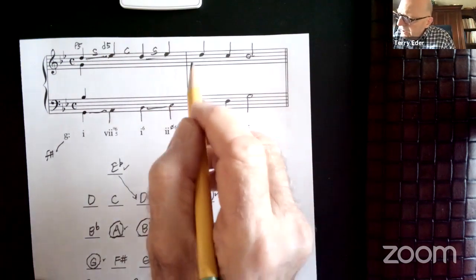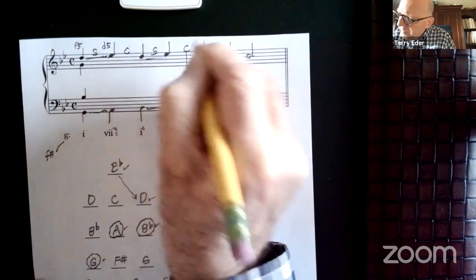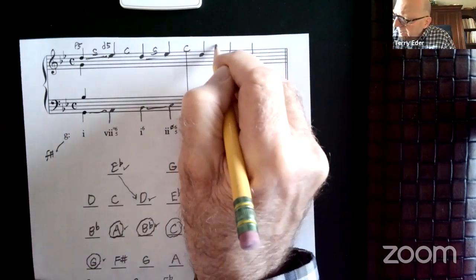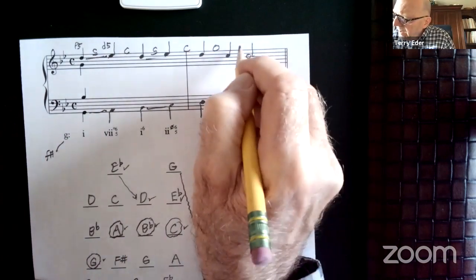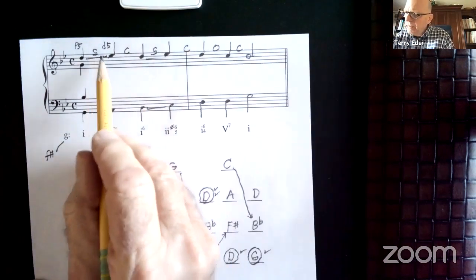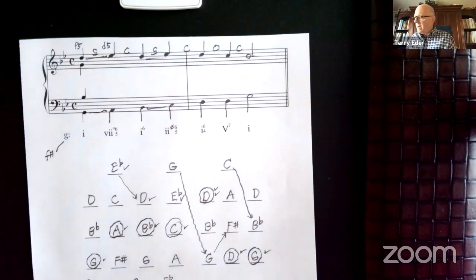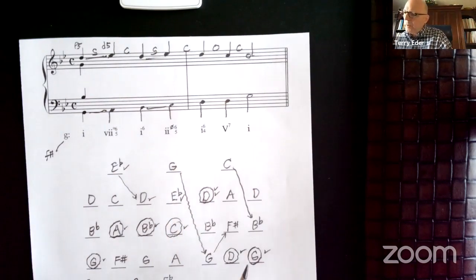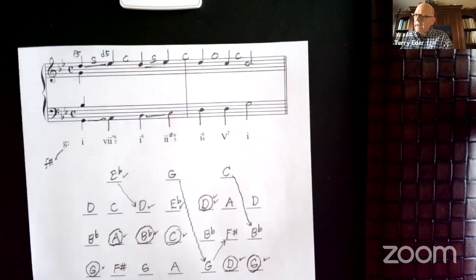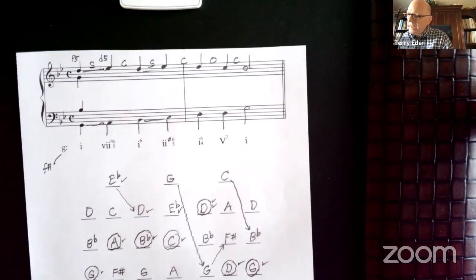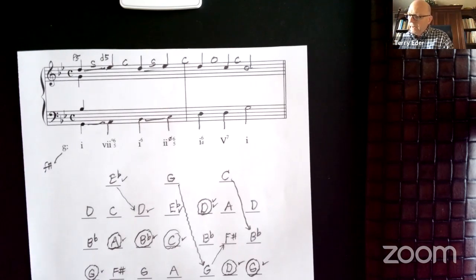Then we've got contrary motion, that's perfect. We've got oblique motion, great. And then we've got contrary motion to the end. So we've got 1, 2, 3, 4. That's 60% of contrary and oblique motion. That works really, really good. Okay. Then our last step, of course, is to write in the alto and tenor voices.